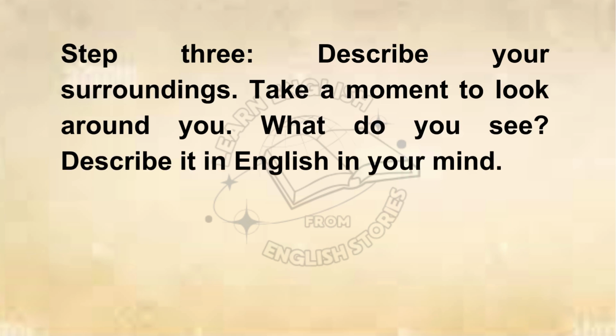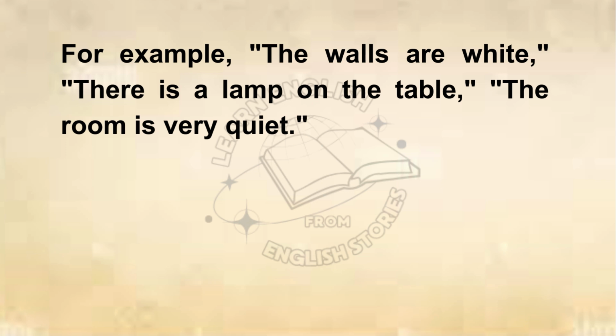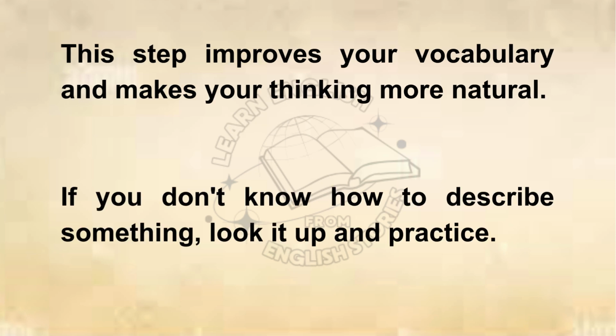Step 3. Describe your surroundings. Take a moment to look around you. What do you see? Describe it in English in your mind. For example, the walls are white. There is a lamp on the table. The room is very quiet. This step improves your vocabulary and makes your thinking more natural. If you don't know how to describe something, look it up and practice.